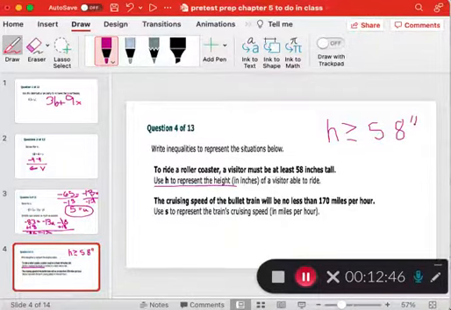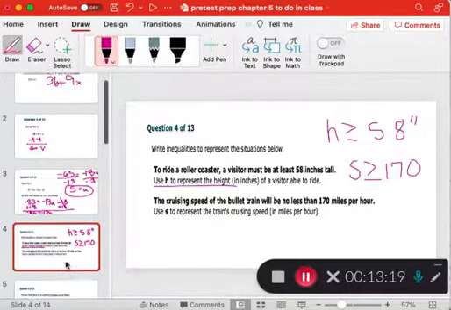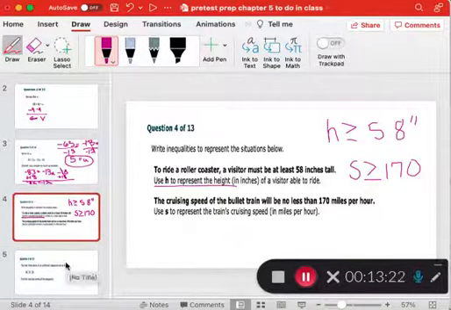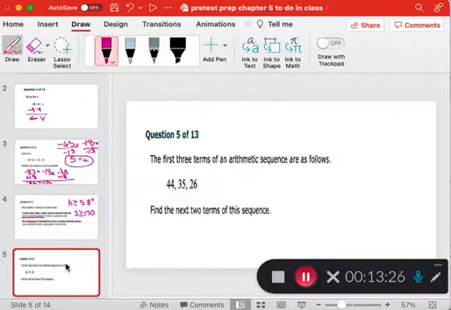Now, the cruising speed of the bullet train will be no less than 170 miles per hour. Use S to represent the train's cruising speed in miles per hour. So what will we do? S is greater than or equal to 170. Since it says no less than, that means that greater than or equal to would work, right? So greater than or equal to 170 miles per hour. Is that supposed to be an S or a 5? That's supposed to be an S, they told us to use S.